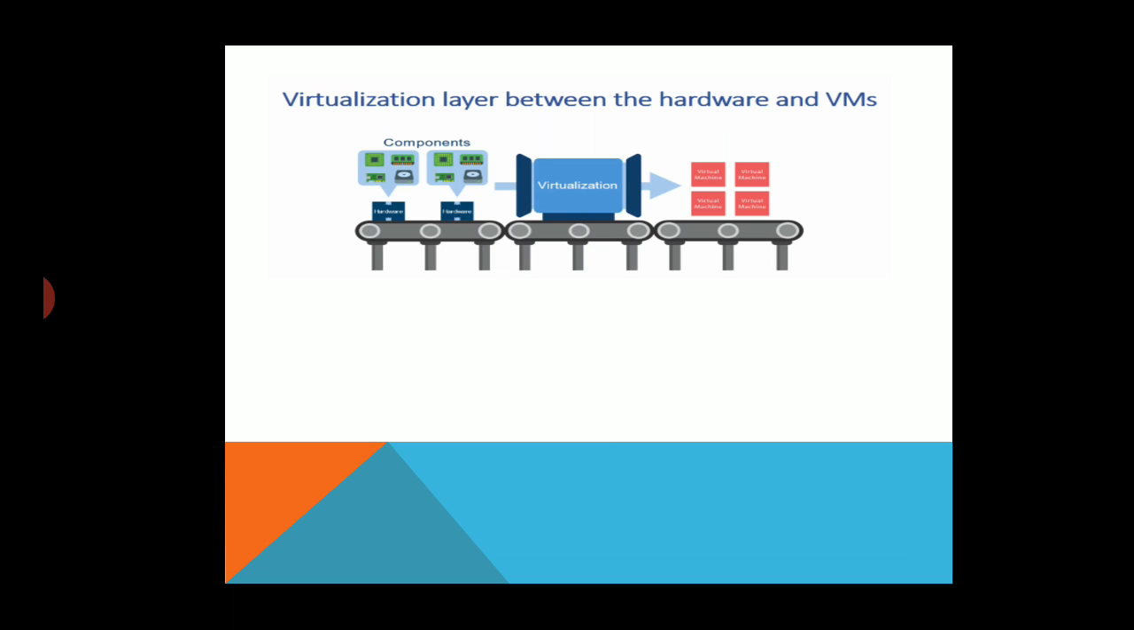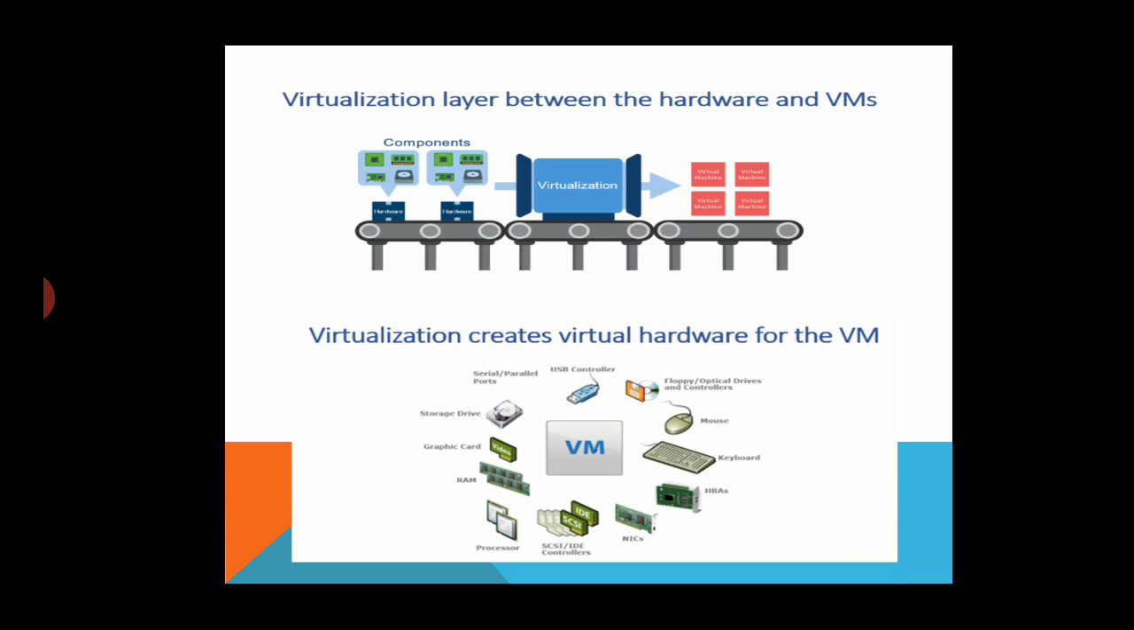Virtualization helps to solve the problem of underutilized resources by creating a virtualization layer between the hardware components and the users. This enables the creation of virtual machines, which are virtual computers that can run in multiple numbers on a single set of hardware. The virtualization layer creates virtual hardware components for the virtual machines, also called VMs.